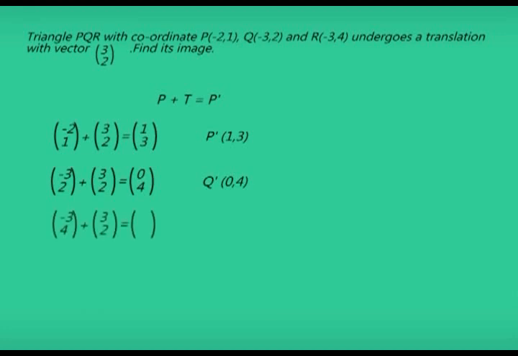Finally, R, minus 3, 4 plus 3, 2. Minus 3 plus 3 is 0. 4 plus 2 is 6. And so R prime is 0, 6. And here are the coordinates of the image.